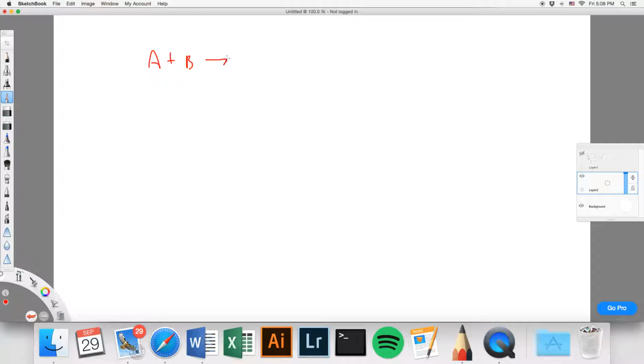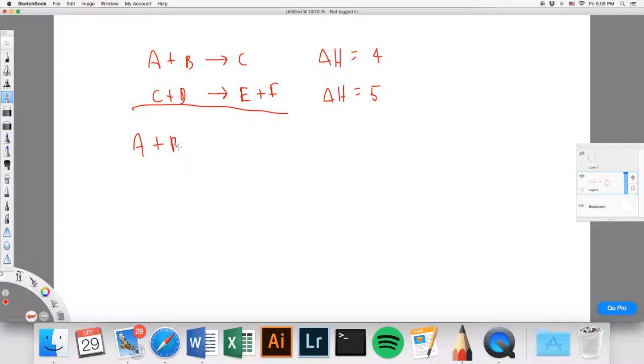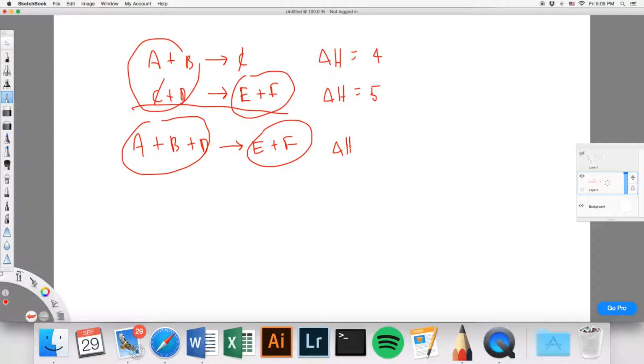A plus B produces C. C plus D produces E plus F. We could sum these two reactions. Let's say the enthalpy of the first reaction is 4, and the enthalpy of the second reaction is 5. I'm making these numbers up, okay? If you wanted to know the enthalpy change for the reaction A plus B plus D produces E plus F, can you see how I'm adding up all of these, except I'm canceling out that C? I'm adding up all those reactants and all those products, okay?